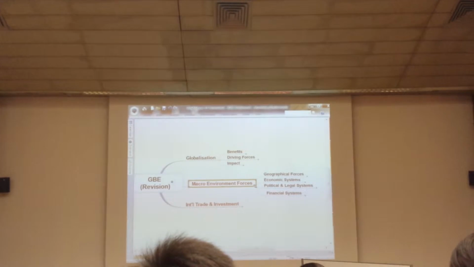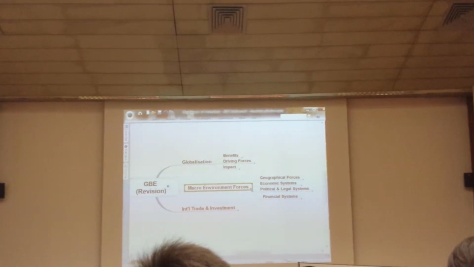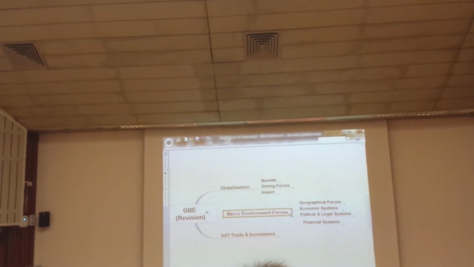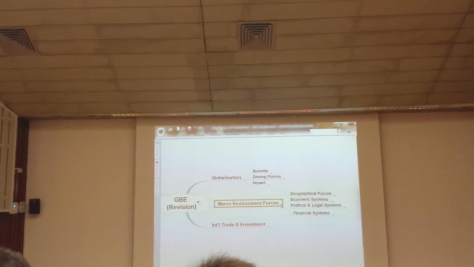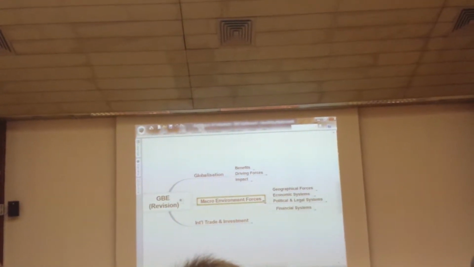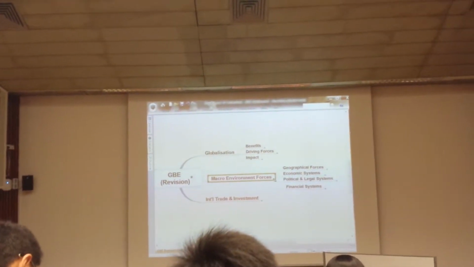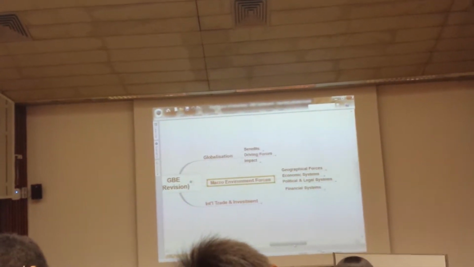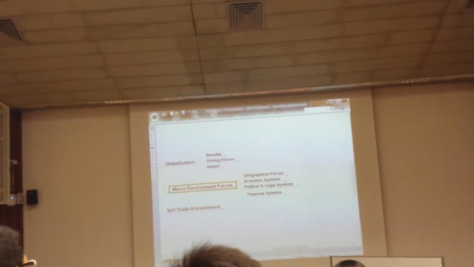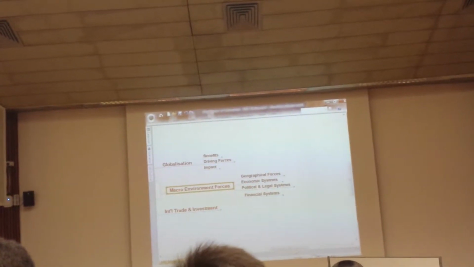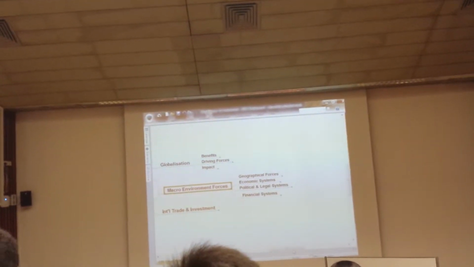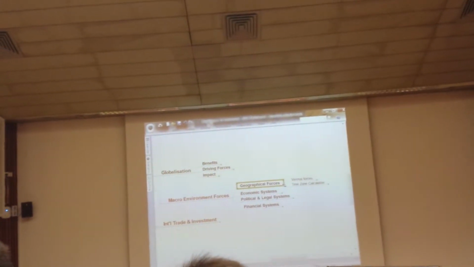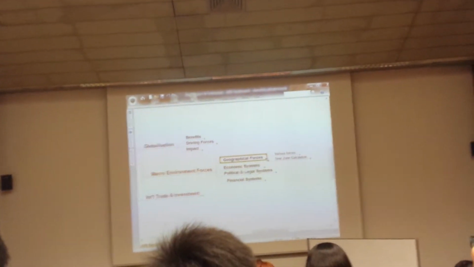Remember the geographical forces we cover in week 2? For geographical forces, there are 2 things you need to know. Obviously, the concept of time zone, you need to be able to calculate time zones, right? And the various forces are location, climate, and all those things, right? Physical infrastructure.